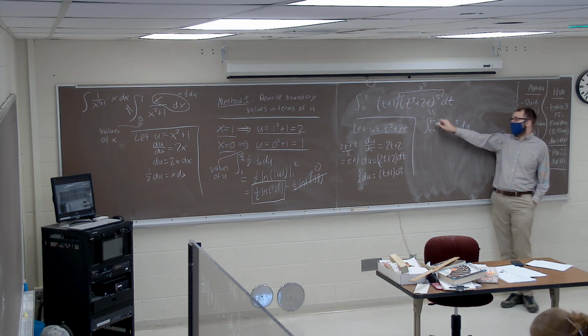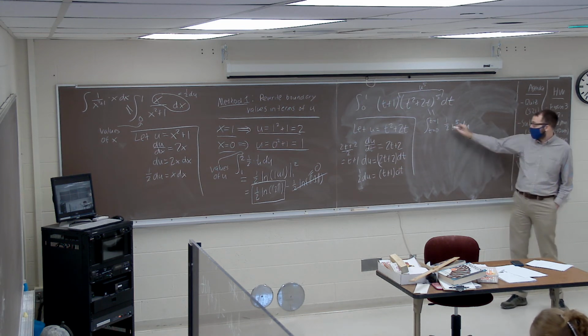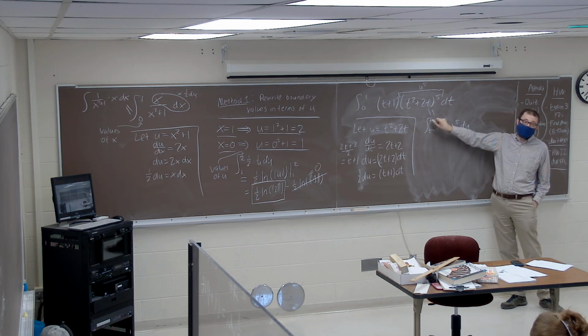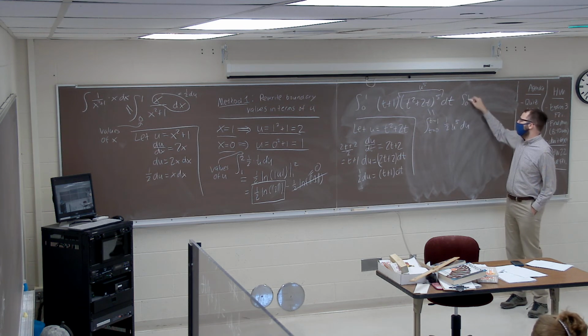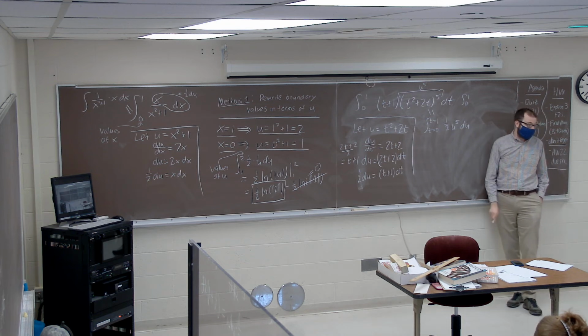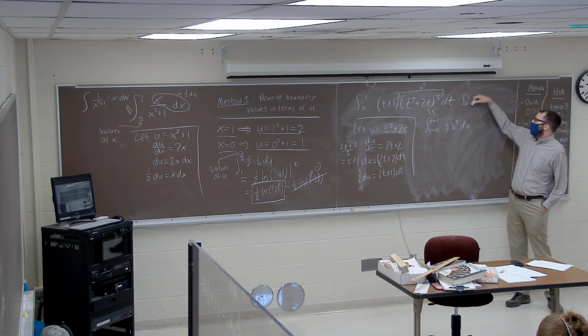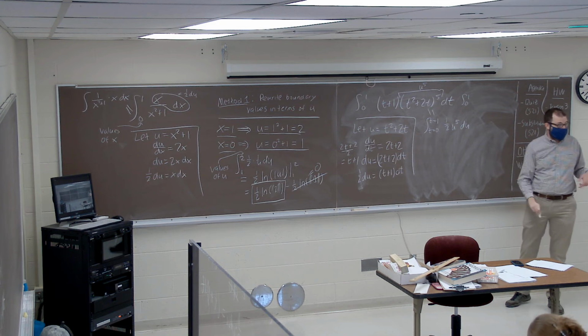Here, since 0 and 1 are t values, I'm making sure to write in t equals 0 to t equals 1. Because if we just did 0 to 1, 1/2 u to the 5th du, then that would be essentially saying that these are u values, which they are not.